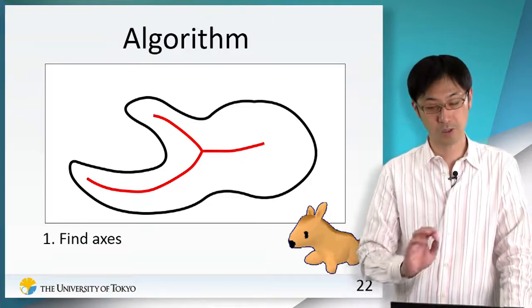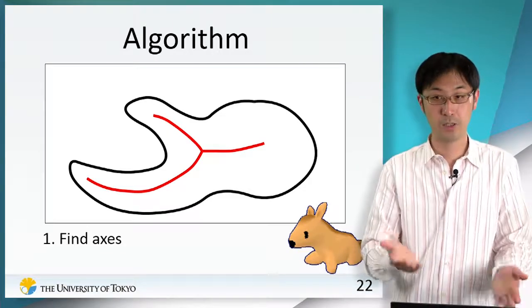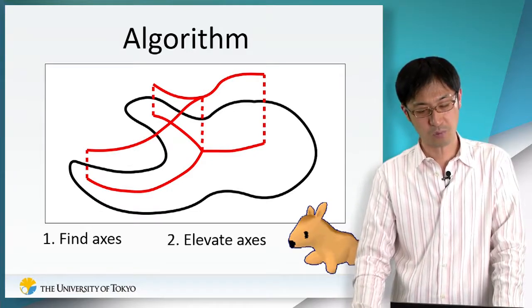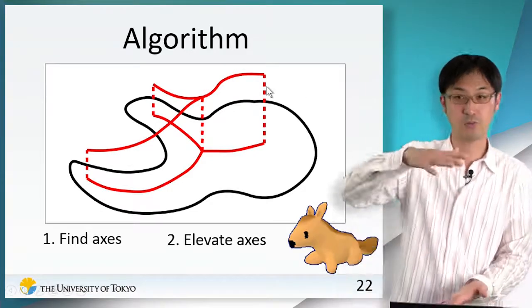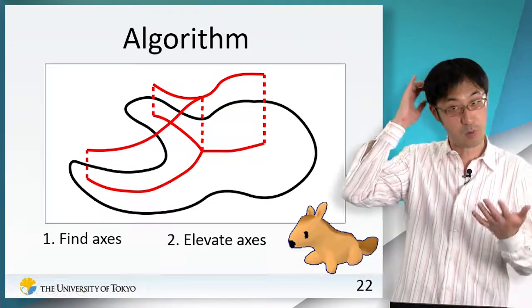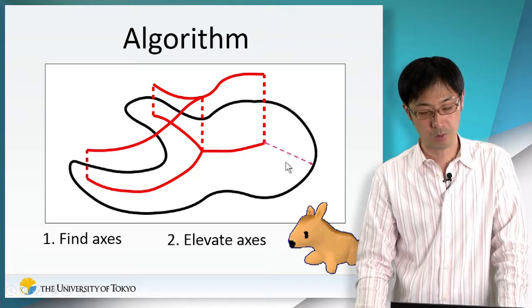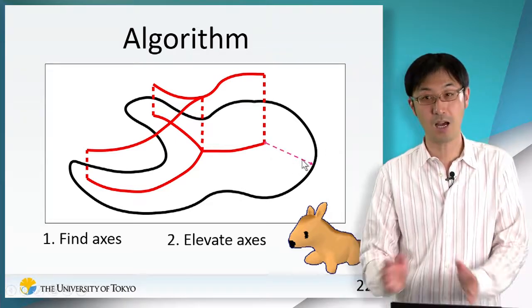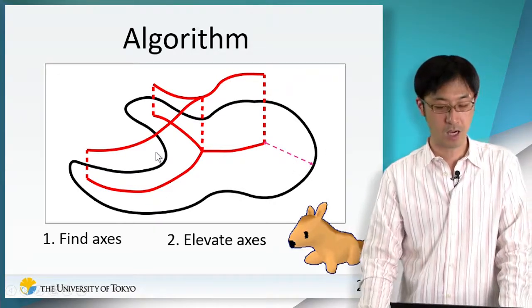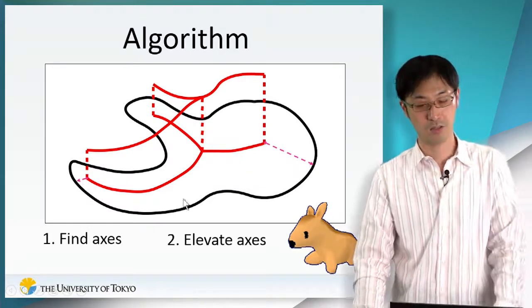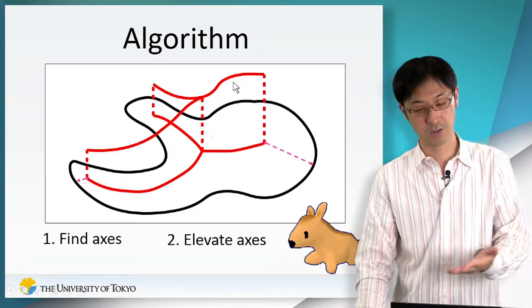And after computing this center line or axis, we lift it, we raise it in this way. And the important point here is that the amount of lifting is proportional to the distance to the silhouette. For example, here the distance is very large, so it gets higher. However, here the distance is very short, so it doesn't get higher. So in this way, you get a reasonable shape.